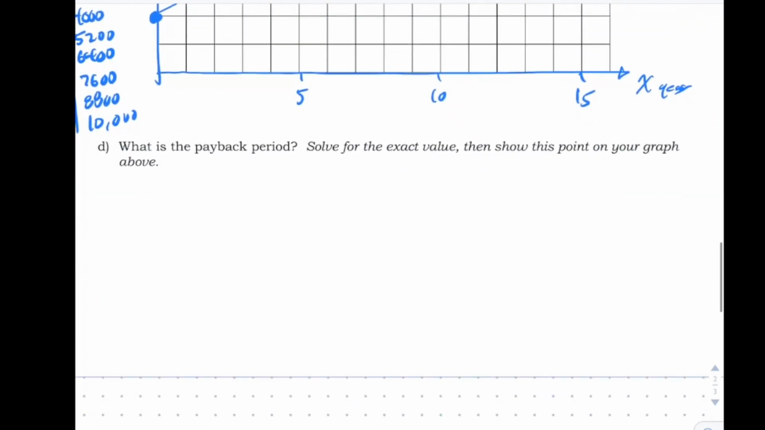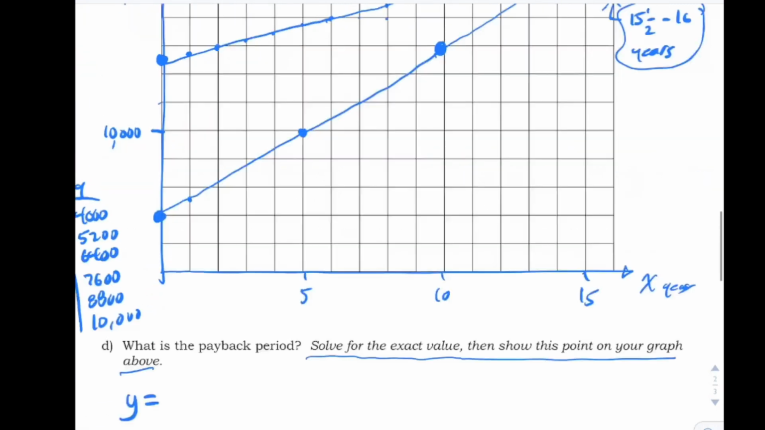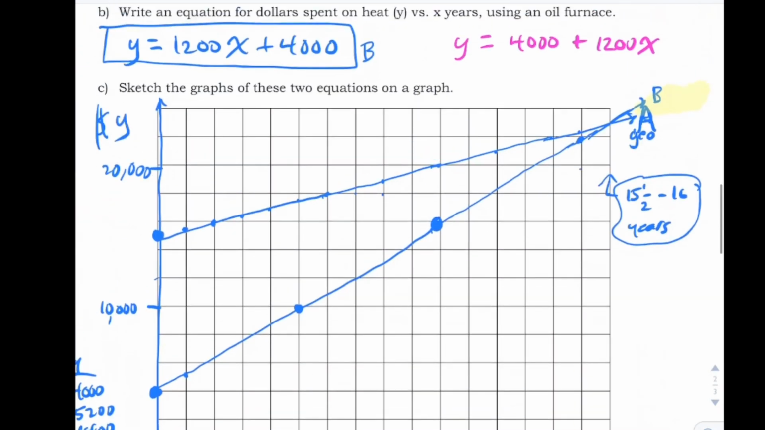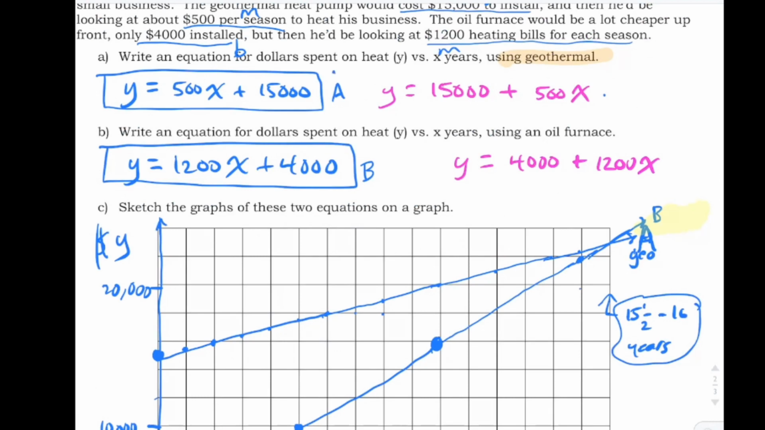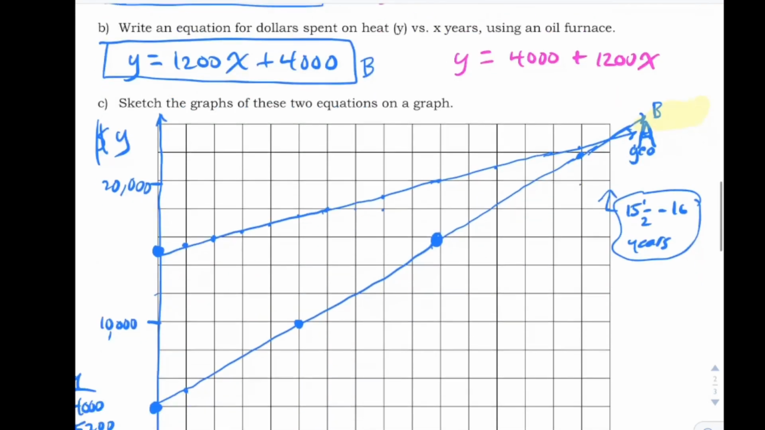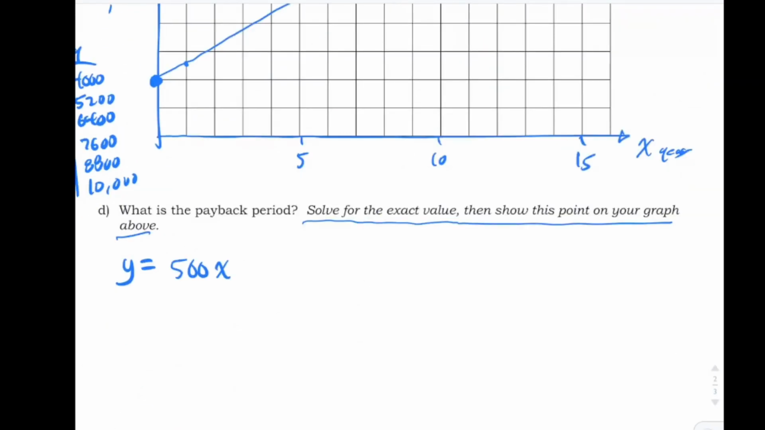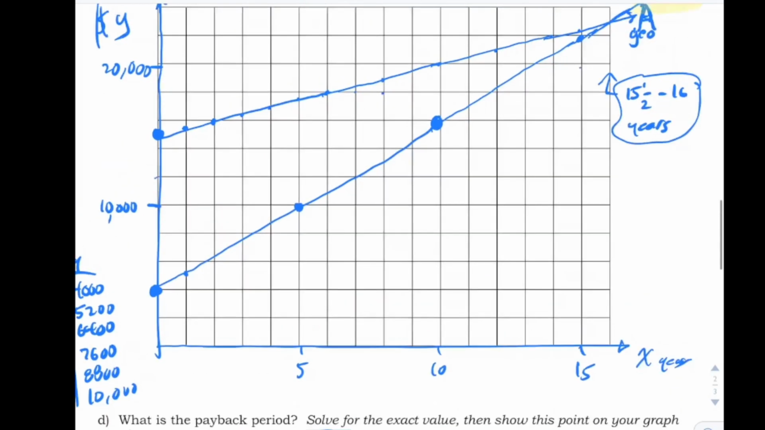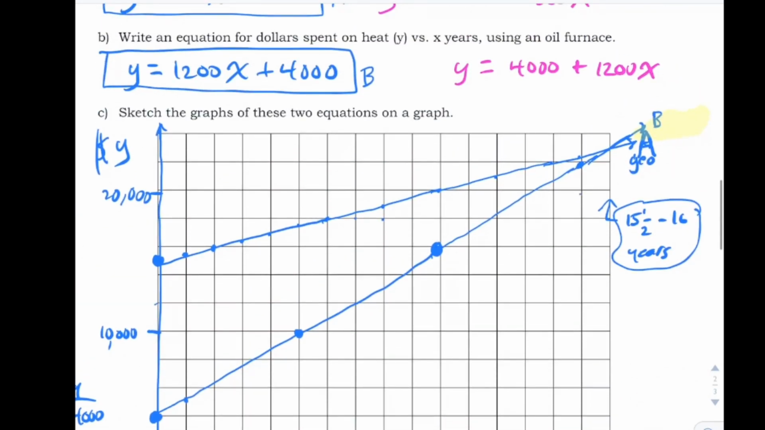Oh, and then to finish this up, what is the payback period? Solve for the exact value and then show this point on your graph above. Well, we could solve for the exact value a couple different ways, but I'm going to do that standard trick that I showed you at the end of the last page. You say, okay, the geothermal, it is a heat pump, is 500x plus 15,000. That's one of our cost equations. And then the oil one, I believe, let me look back again. The oil one was 1200x plus 4,000.